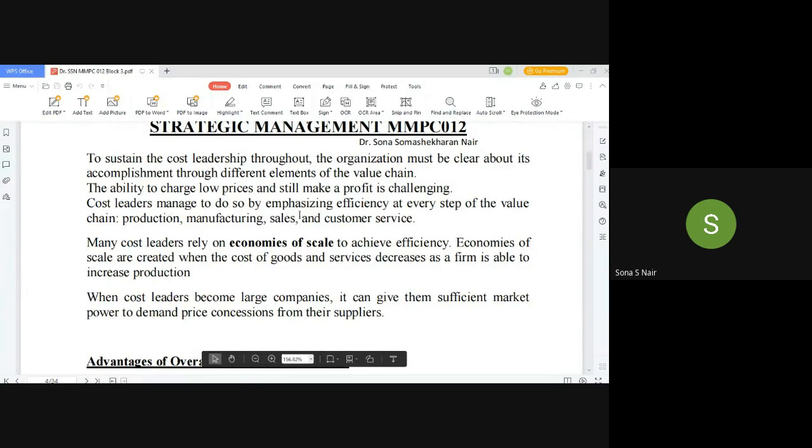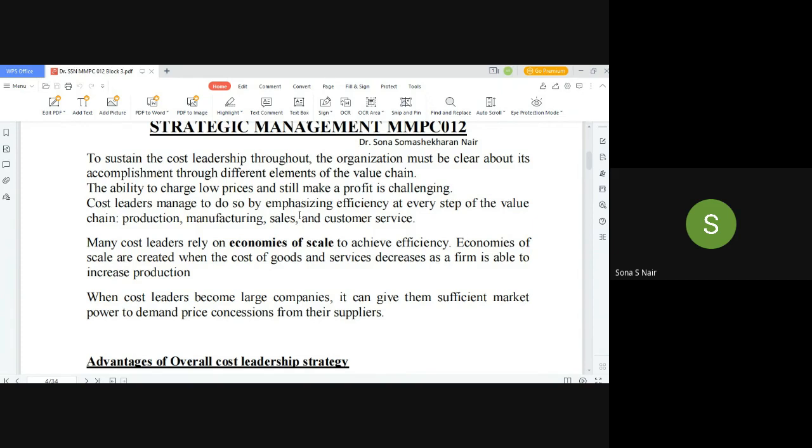This we've already discussed. To sustain the cost leadership throughout, the organization must be clear about its accomplishment through different elements of the value chain. The ability to charge low prices and still make a profit is definitely challenging, right? Why? Because you're charging low prices, so you should be so efficient that even after charging a low price, the organization is able to make a profit. Only then will it make sense to be in business.